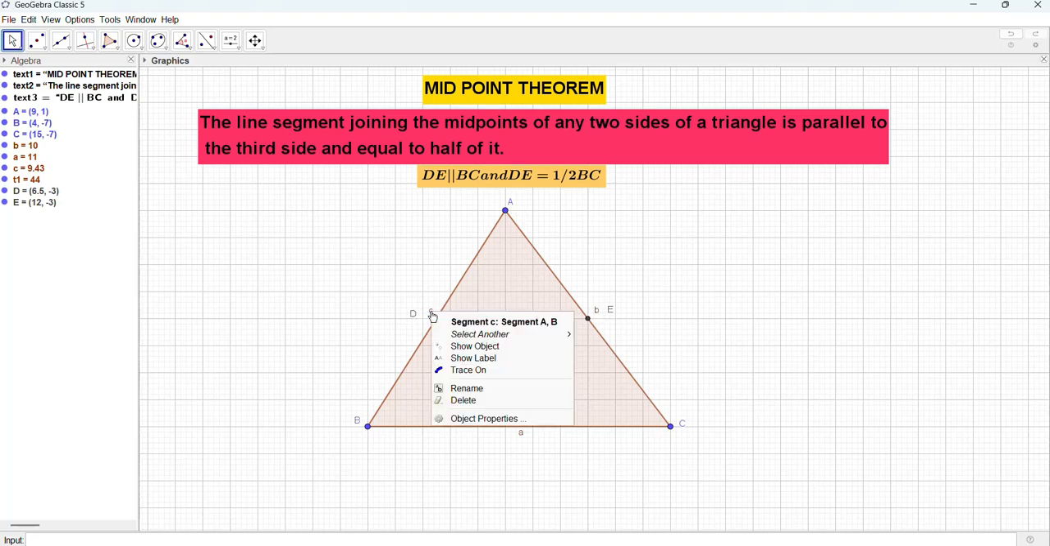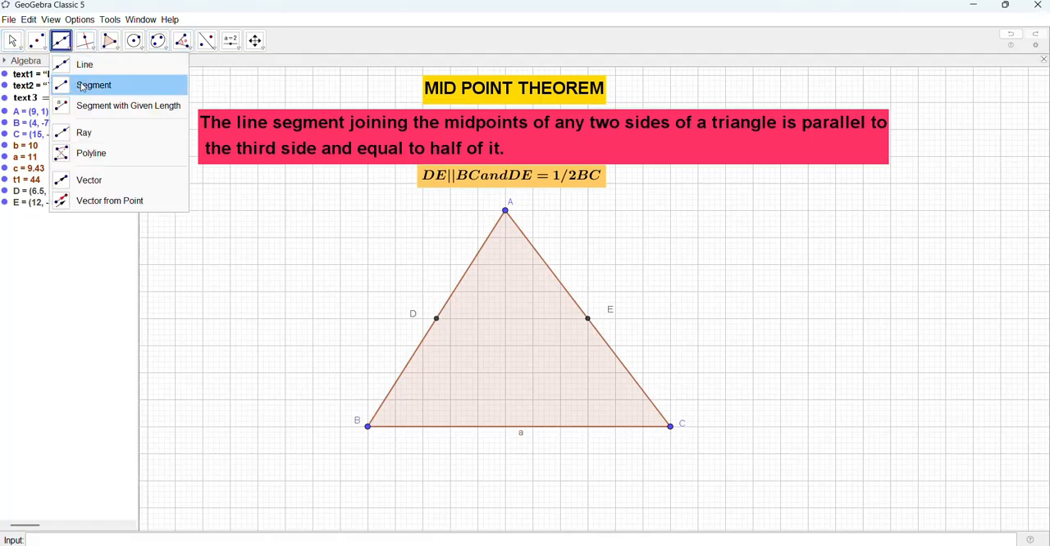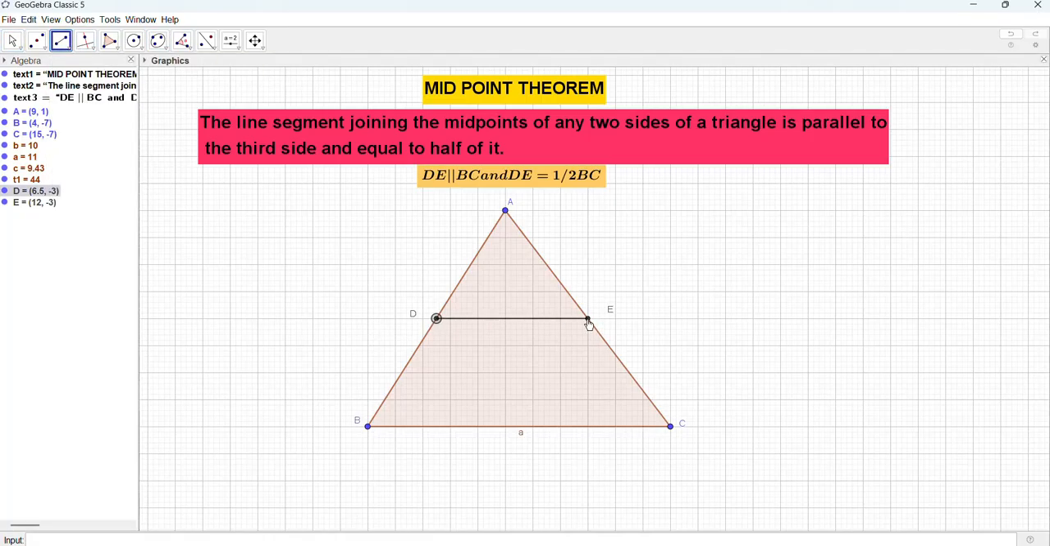Now I am going to show the proof, which says that the line segment joining the midpoints of any two sides of a triangle. See, I have taken the two sides AB and AC. The midpoint of AB is D. The midpoint of AC is E. Now I am going to join these midpoints using a line segment. What it says is that this line segment DE should be parallel to the third side, which is BC, and DE should be equal to half of it. That's what I have written. Now I have to show that DE is parallel to BC and DE is equal to half of BC.